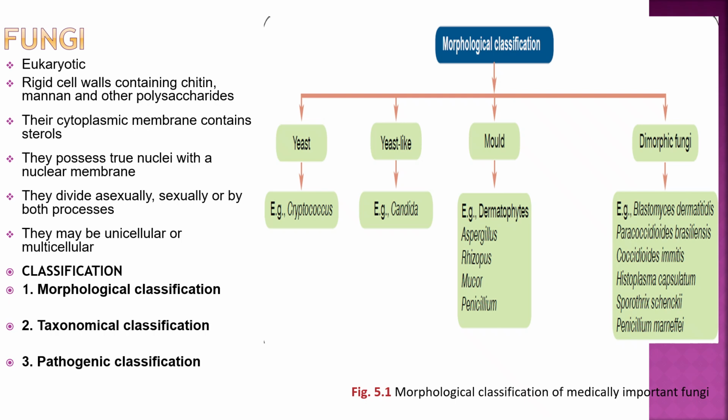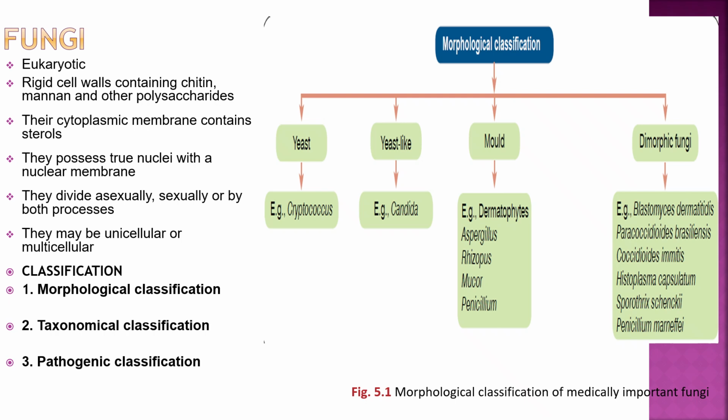The classifications are of three types: morphological, taxonomical and pathogenic. First, morphological classification. In that, yeast is there. Example, Cryptococcus. Yeast-like cells are oval or round cells with buds. Example, Candida. Molds have hyphae, elongated structures. Examples: dermatophytes, Aspergillus, Rhizopus, Mucor and Penicillium.